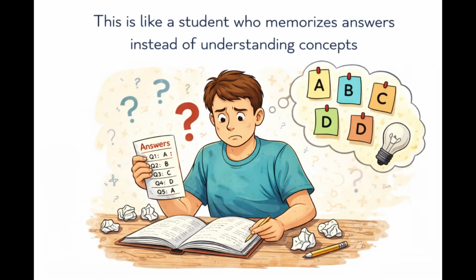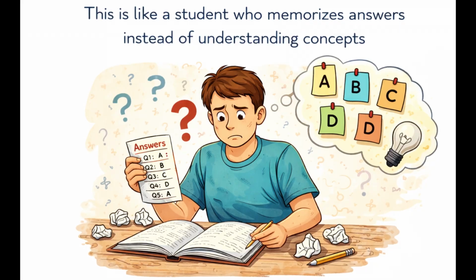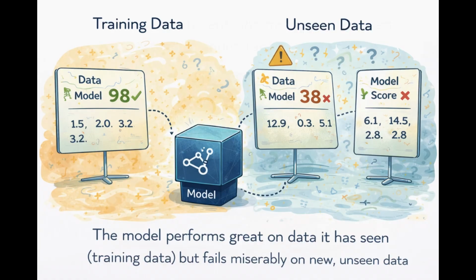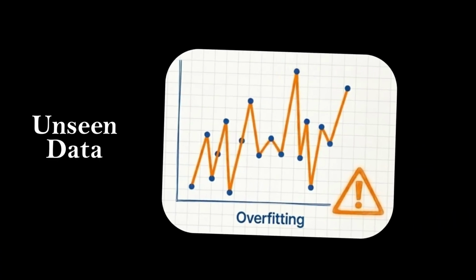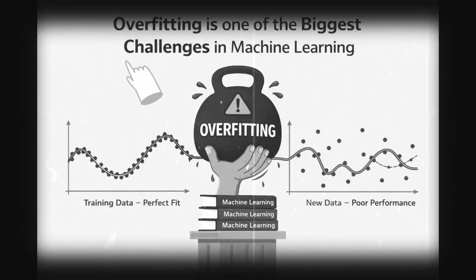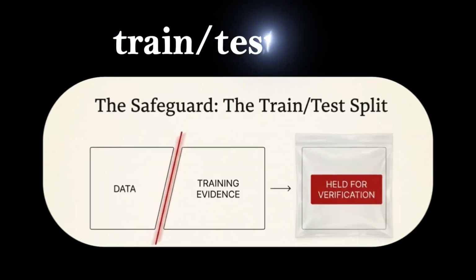Now, here's something crucial: overfitting. This is like a student who memorizes answers instead of understanding concepts. The model performs great on data it has seen, training data, but fails miserably on new, unseen data. It's one of the biggest challenges in machine learning. That's why we do train-test split.